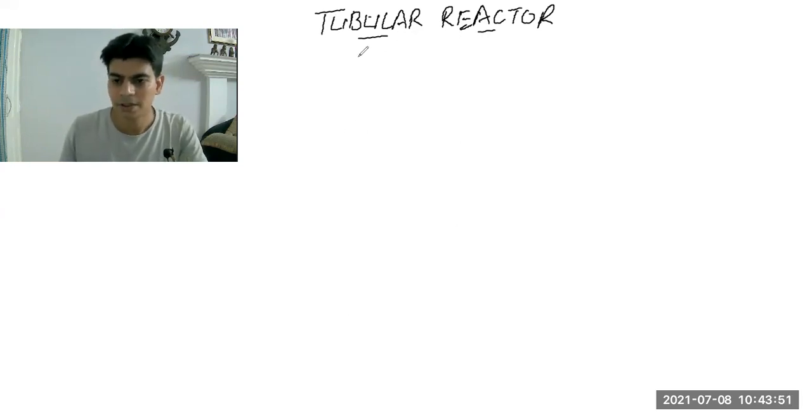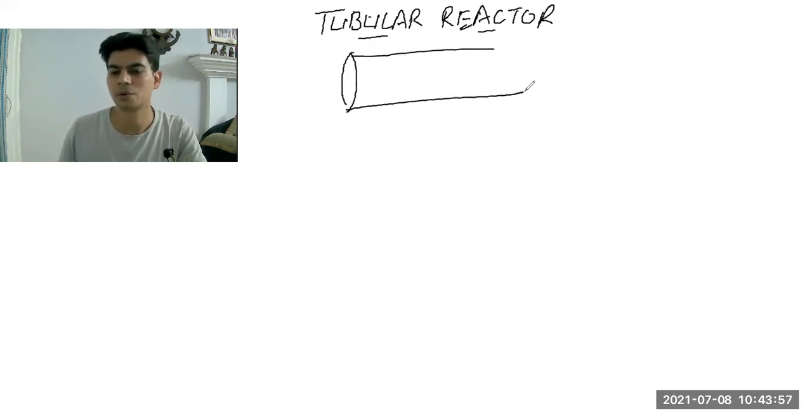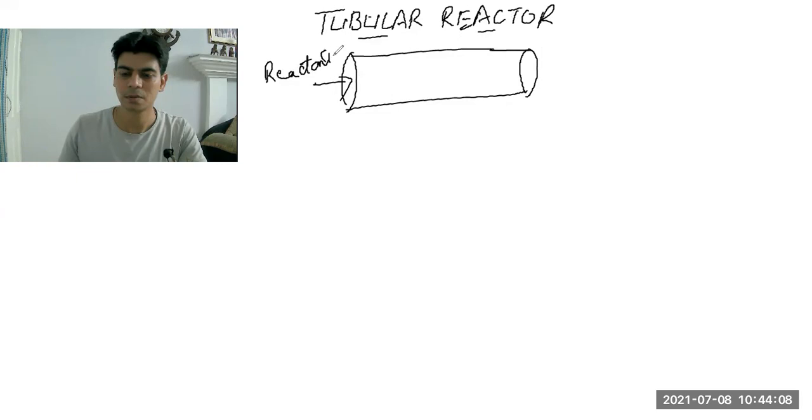Let me just draw the diagram, and I hope you remember we've done this diagram before. This is how a tubular flow reactor looks. From one end we feed reactants, and from the other end comes the product. And there are some assumptions that we take here.